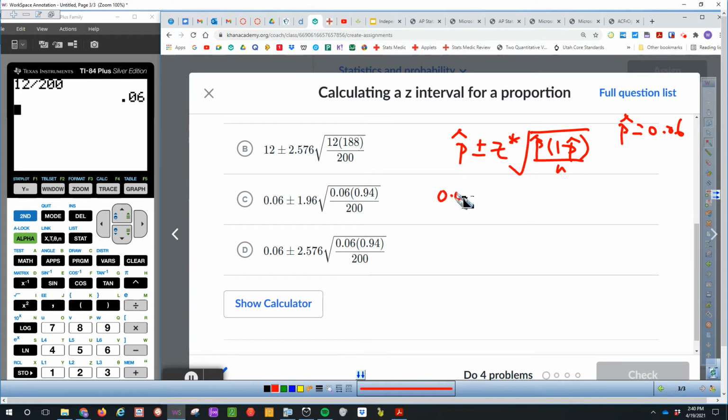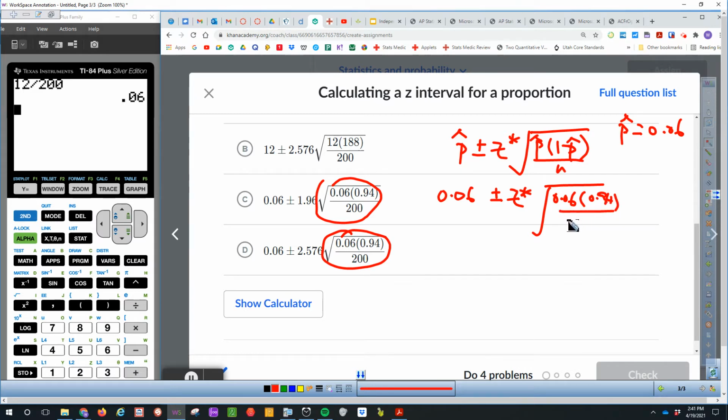So 0.06 plus minus z star, and I'm going to talk about how to find z star in a second, times the square root of 0.06 times 1 minus 0.06, which is 0.94, divided by the sample size of 200. Both options have the same standard error, which is correct. So now the only thing we need to determine is z star.